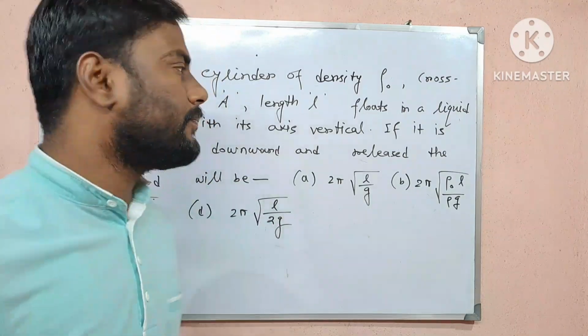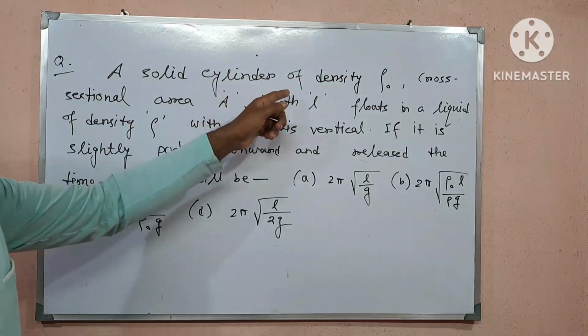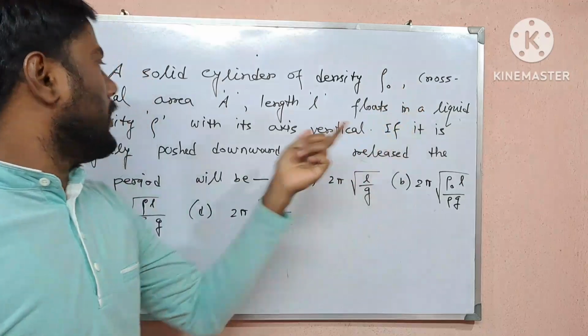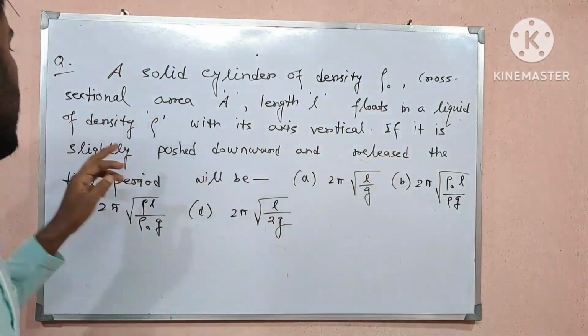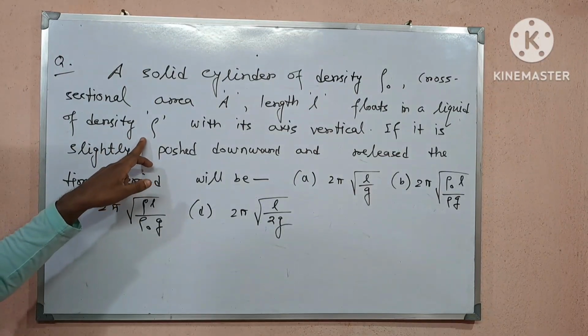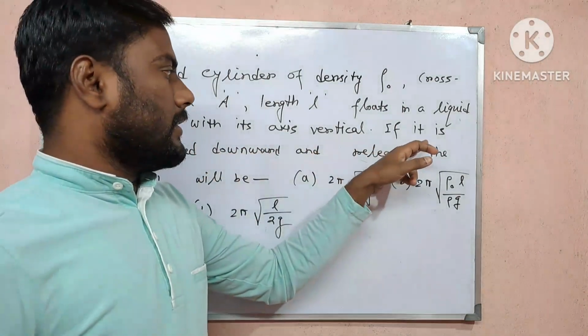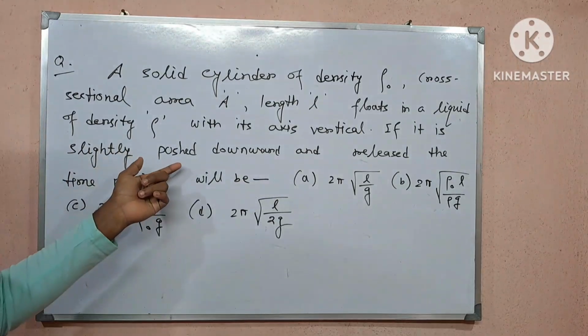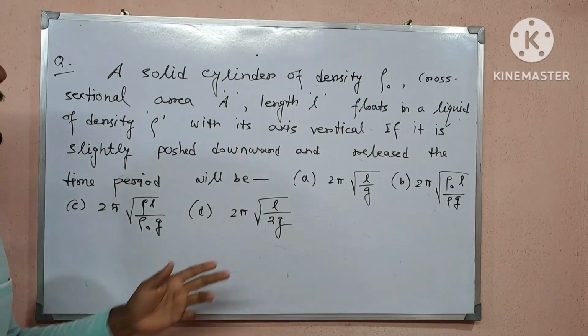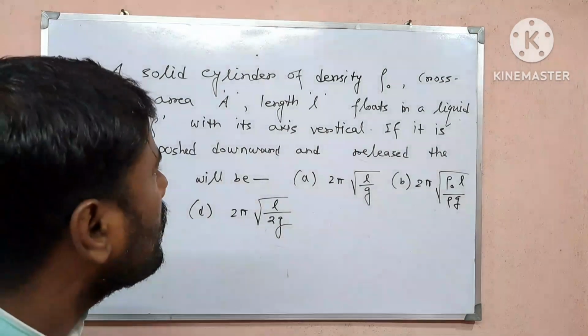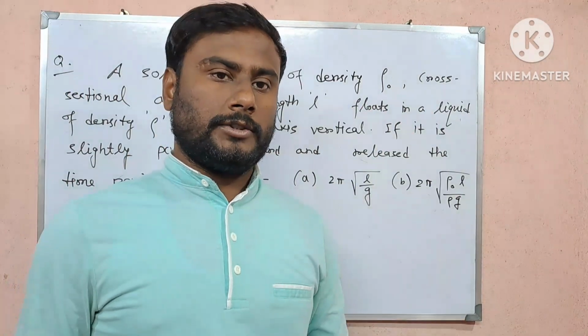Let's see the question. A solid cylinder of density rho naught, cross-sectional area A and length L, floats in a liquid of density rho with its axis vertical. If it is slightly pushed downward and then released, the time period will be. So which option will be the answer? Let us see how you will solve this problem.